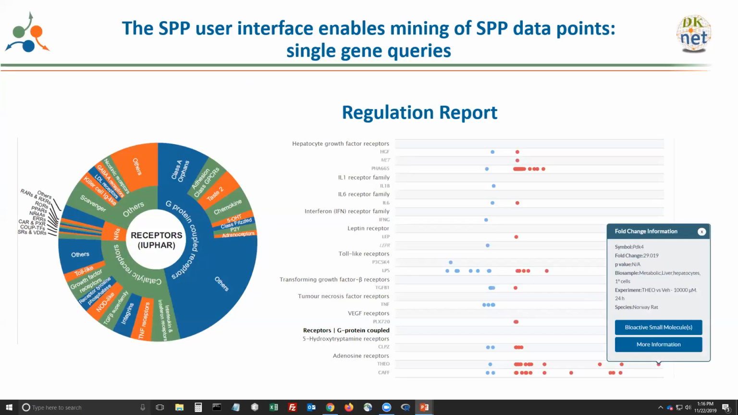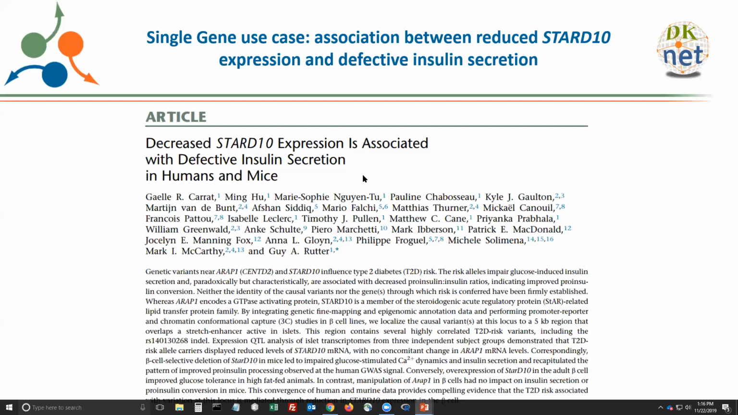Now, browsing of data sets is fine if you're just looking for a specific data set. But what if you want to ask questions over the wider universe of SPP data points? In order to do that, you would use the OMINER search engine. Now, what I'd like to show you are some examples of things that you can do in OMINER to gather evidence for regulatory relationships between signaling pathway nodes and downstream transcriptional targets.